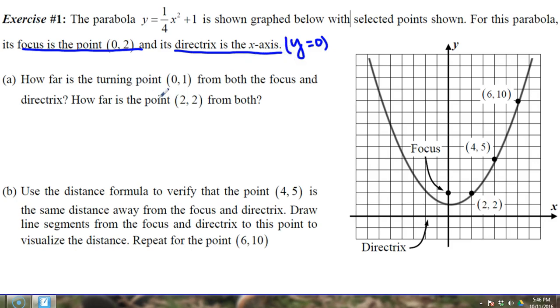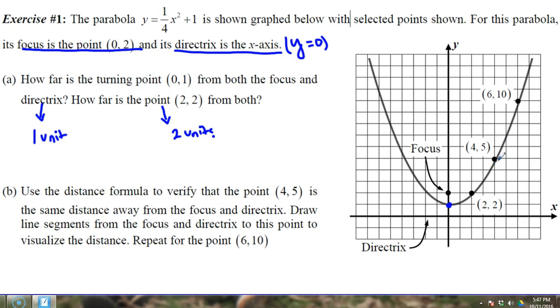So it wants to know, and this is going to be a simple just counting question, how far is the turning point, or vertex, 0, 1, from both the focus and the directrix? So let's just do a counting here. From this point here, this 0, 1, it's 1 unit up to the focus, 1 unit down to the directrix. So from right here, we would say 1 unit. And then from the point 2, 2, well, you can see it's 2 units straight down, 2 units straight left to the focus. So that point is 2 units.